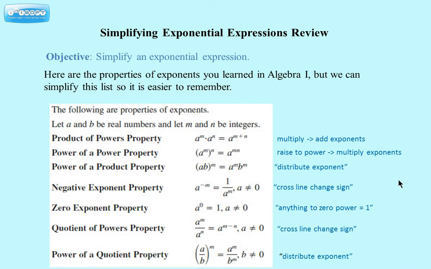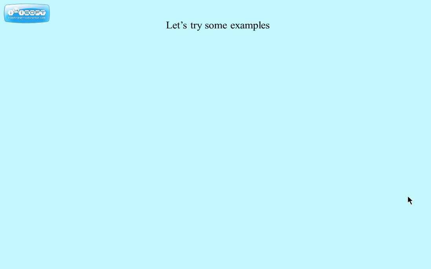So if you look at this, you really have a few things to remember. Multiplying, you add. Raising to a power, you multiply. We distribute, there's 2. Anything to the 0 power equals 1. And anytime you take a term with an exponent and you cross the divide line, just remember to change the sign of the exponent. So let's put this to use.